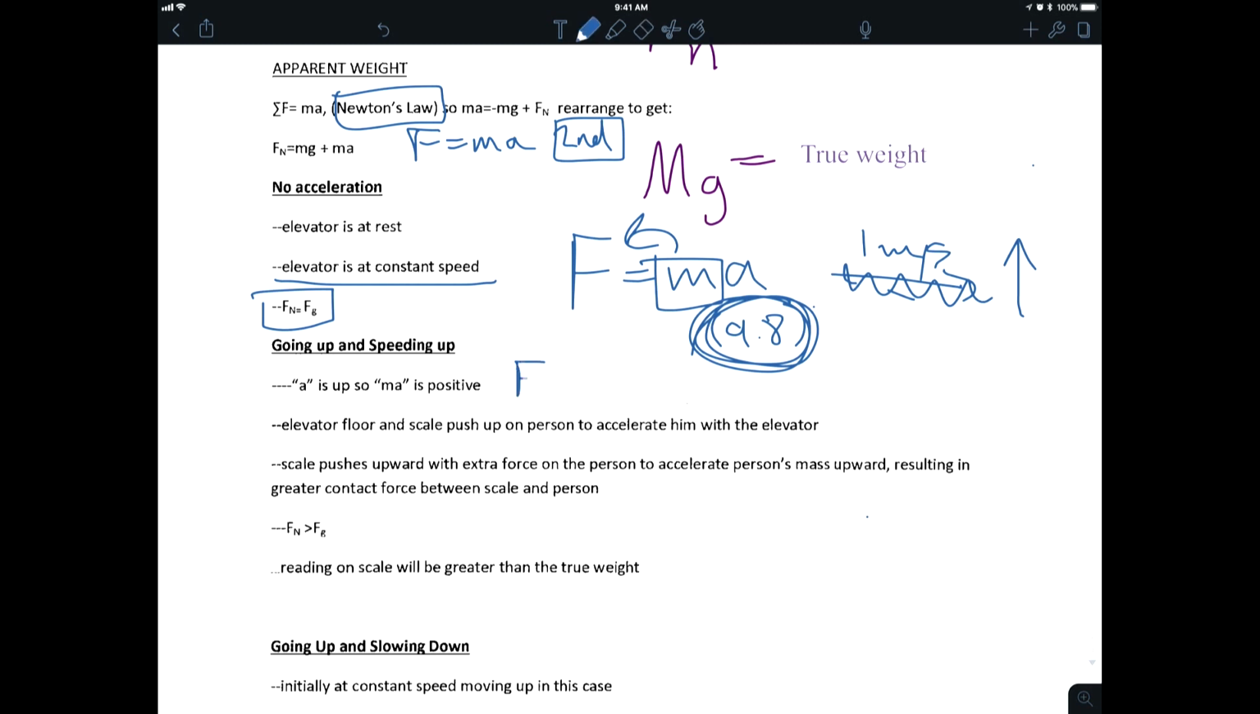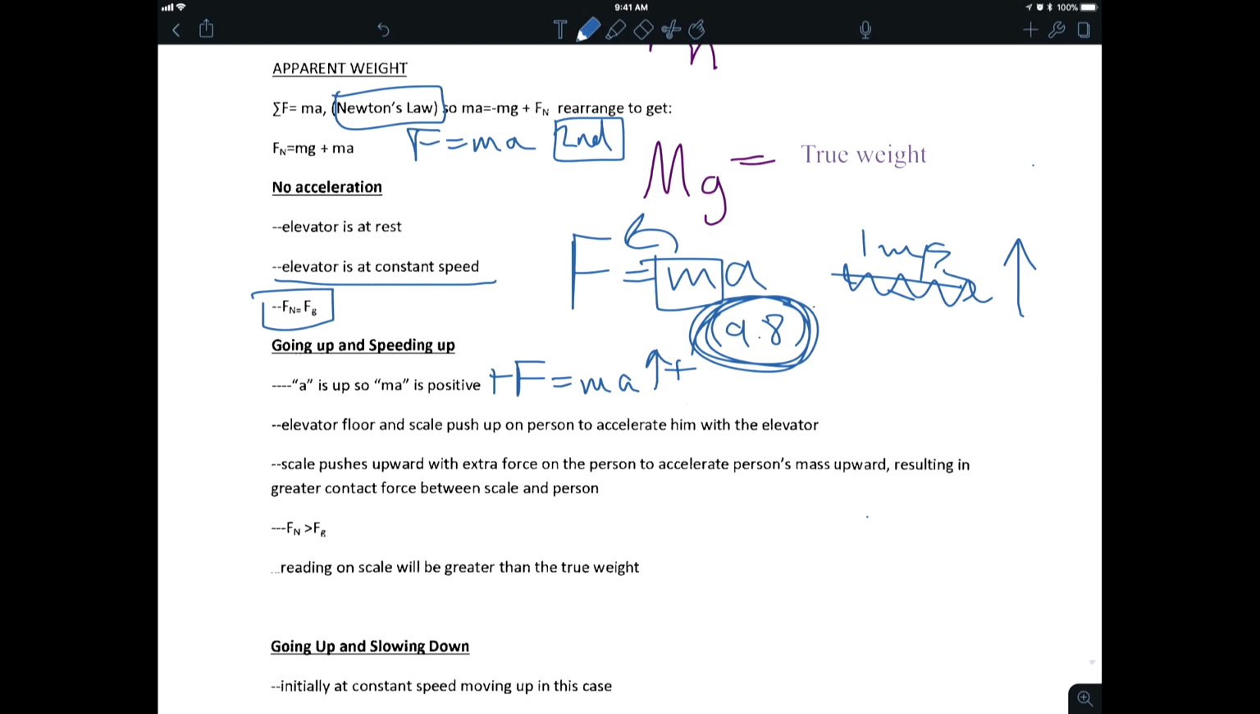That means that as F equals ma, there it is again, as a increases and becomes more positive, so will F. That is because m, your mass, should never be negative. That should go to some common sense to you guys. Be surprised if you thought it wasn't. Anyways, the elevator floor and the scale push up on the person to accelerate him with the elevator.